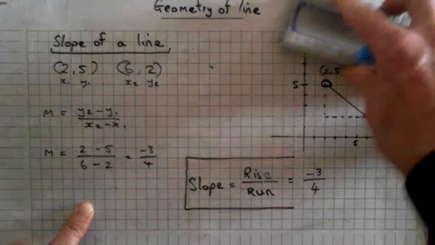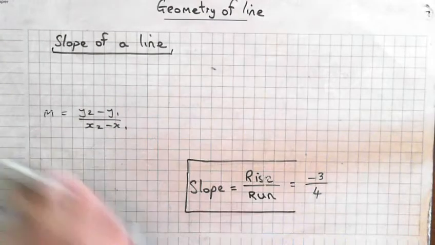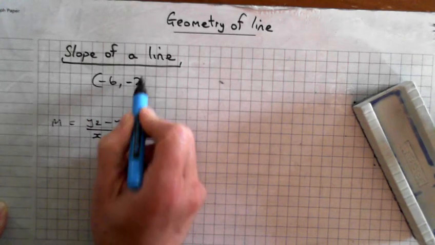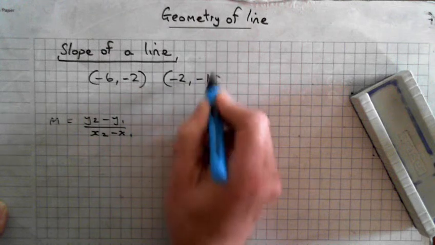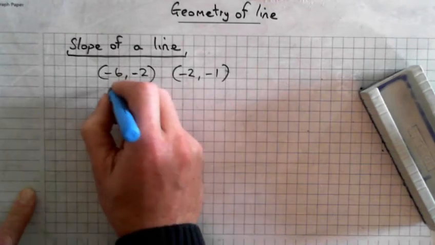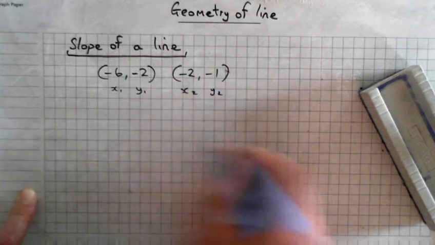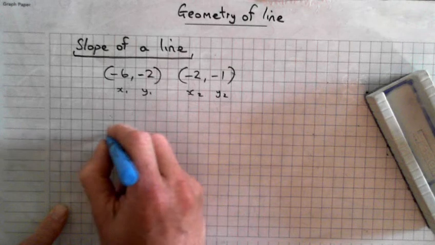Alright. Let's say just one more. Let's say I'm given 2 points: minus 6, minus 2, and minus 2, minus 1. And I have to get the slope between those 2 points. Let's mark it x1, y1. The reason why I'm doing this sum is because there's minuses. So you just have to be careful.